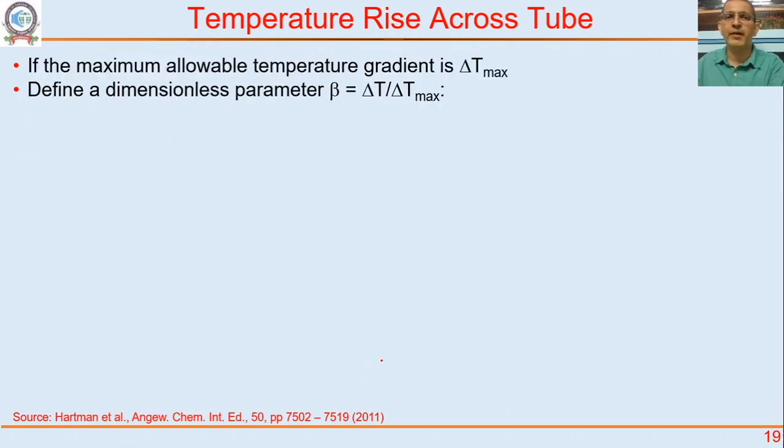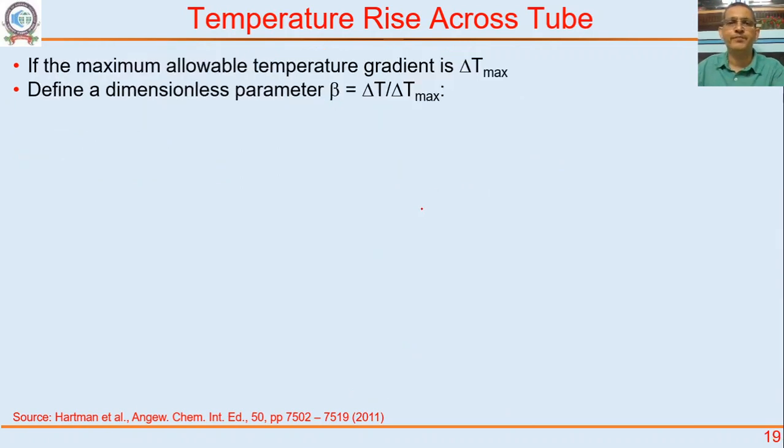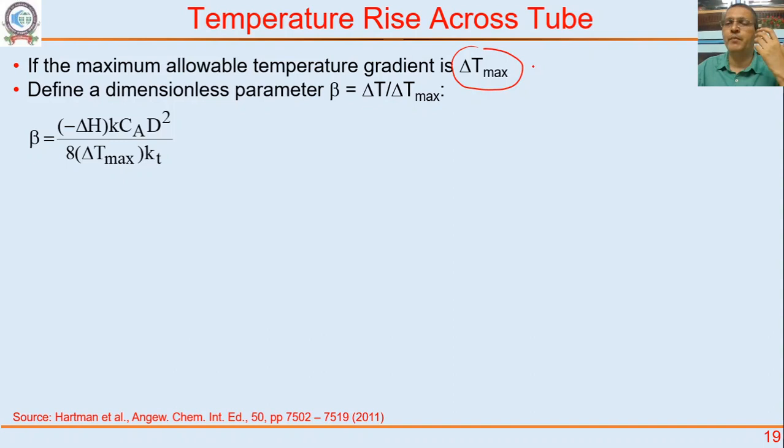Now we can define a dimensionless parameter beta as delta T divided by delta T max. What is the maximum allowable temperature gradient? Let's say for a particular reaction, the maximum allowed is, let's say, 30 degrees centigrade. Then we can write this delta T in terms of beta. Beta would be delta H k C_A d square over 8 delta T max K_T. This is dictated by different conditions, by safety, by the properties of the mixture.